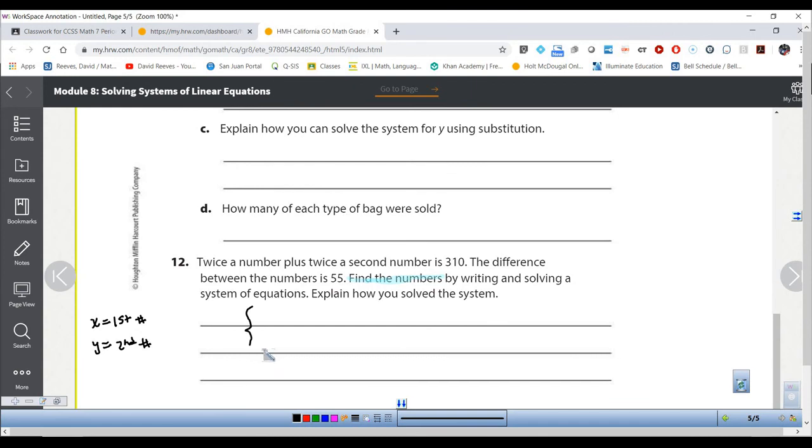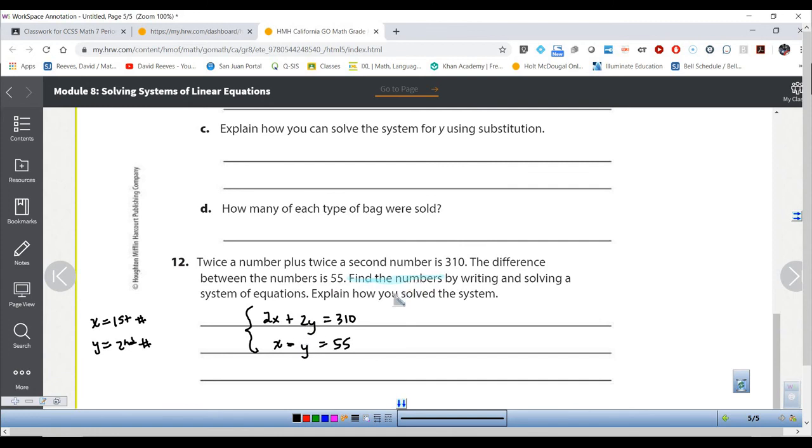I'm just going to use this space right here. All right, what do we know? Twice a number, so 2x, right? Because twice means 2x, plus the second number, y, is 310. The difference, and you should know difference means to subtract. The difference between the numbers is 55, right? So if you know your math vocabulary, this one is not too bad to set up at all. And again, we could use whatever method.